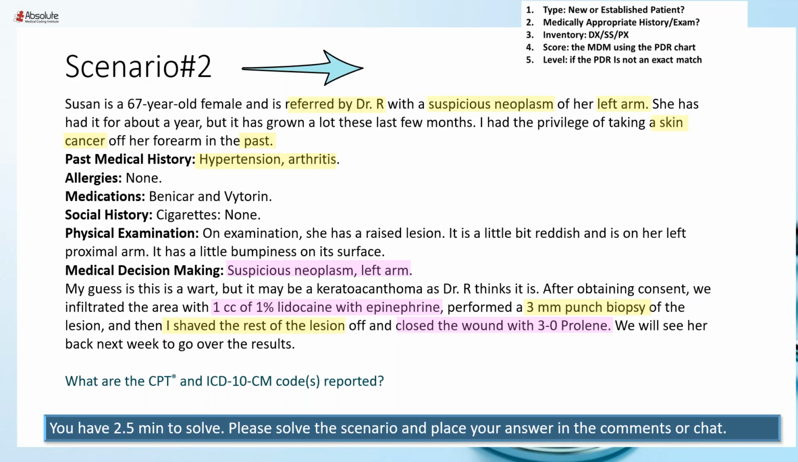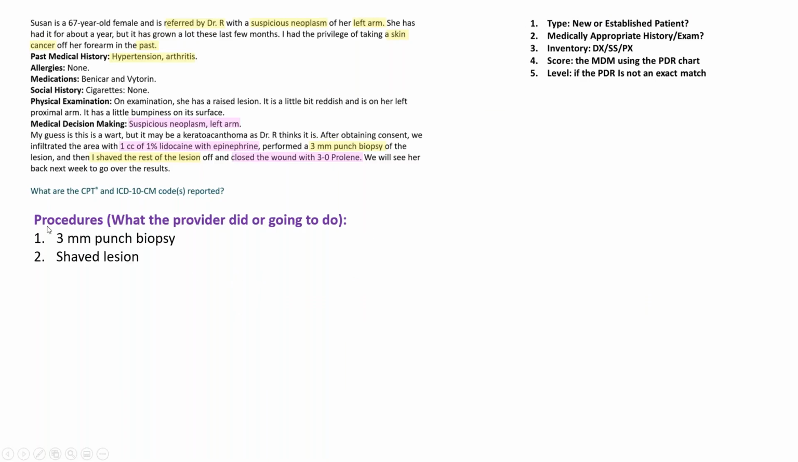Now I'm going to go on and I'm going to solve this using these instructions up at the top. Let me go ahead and put my procedures down, and this indicates what the provider did or is going to do. The diagnoses are hypertension, arthritis, and suspicious neoplasm.